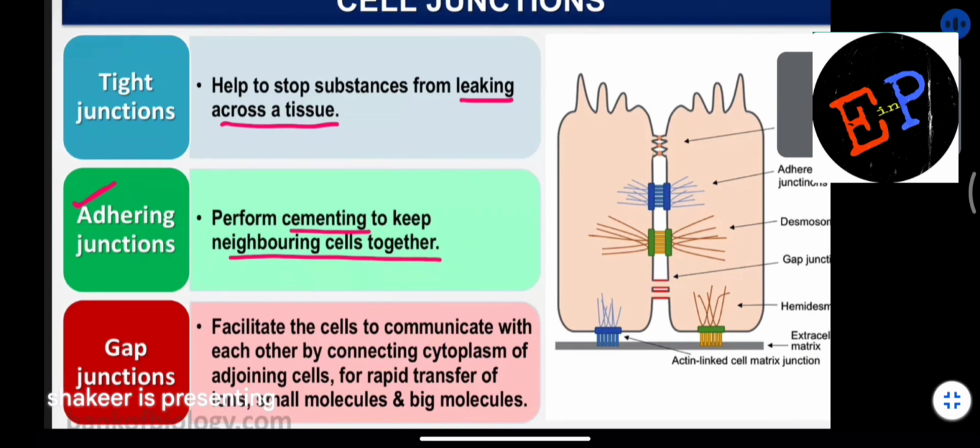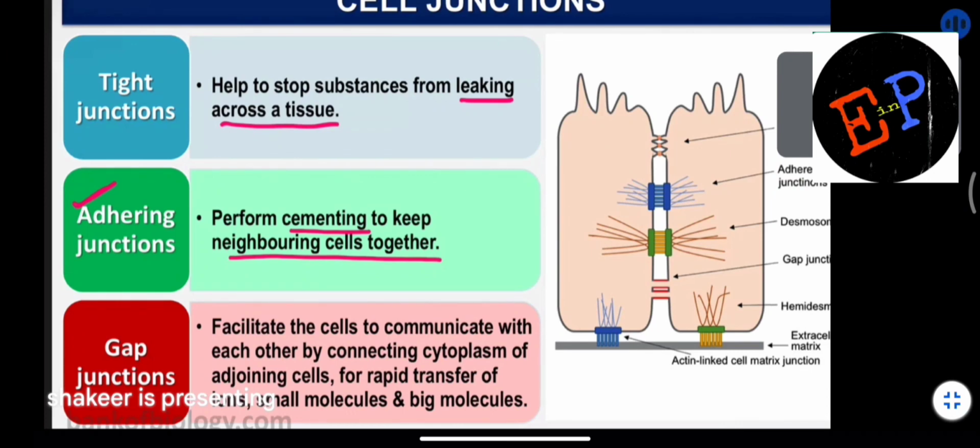So only because of adhering junctions, the body is able to maintain its shape. Clear? Next, gap junctions. What are these gap junctions doing? These junctions are responsible for communication between one cell and the other cell. The human body is a very complex structure. So definitely there must be communication between one cell and another cell. Then only the human body can perform as a whole. Are you able to understand?